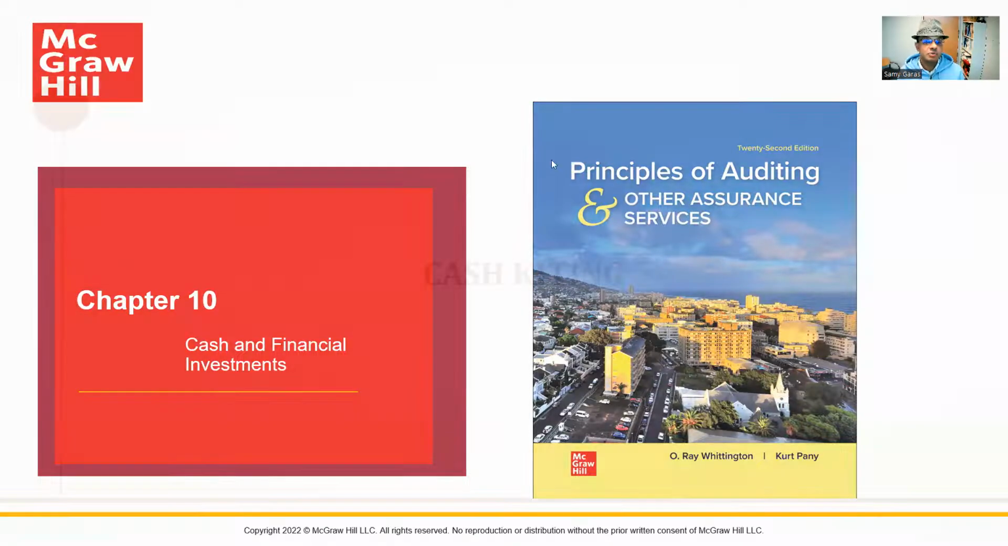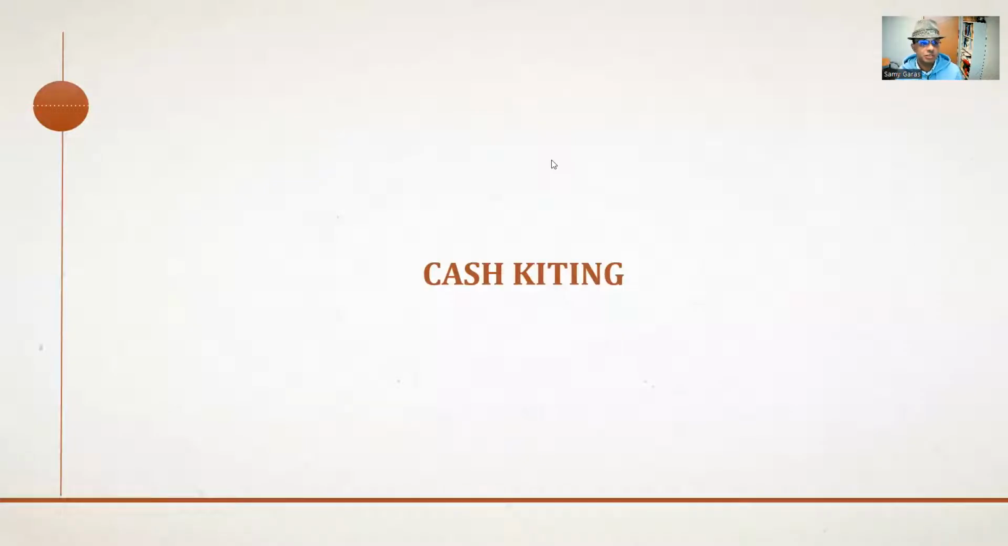And in this video, we will talk about another issue that might happen from the company. We call it cash kiting. What do we mean by cash kiting? The receipt and the disbursement of the cash might happen in two different periods. For example, the cash payment might happen at the end of the year, but the cash receipt will happen at the beginning of the following year. And this will affect the cash balance in both periods.